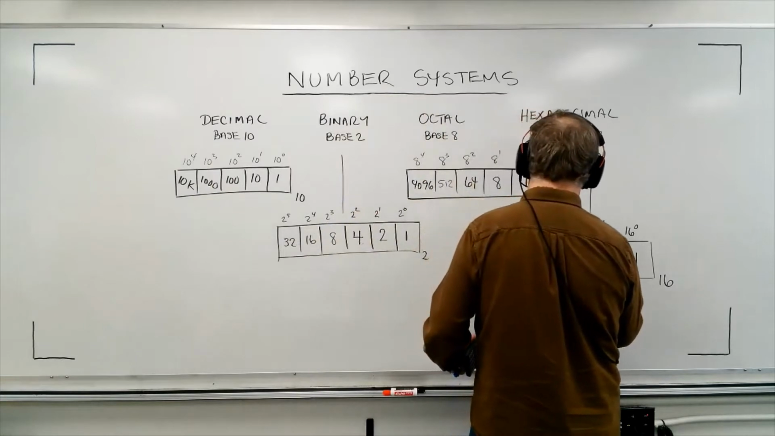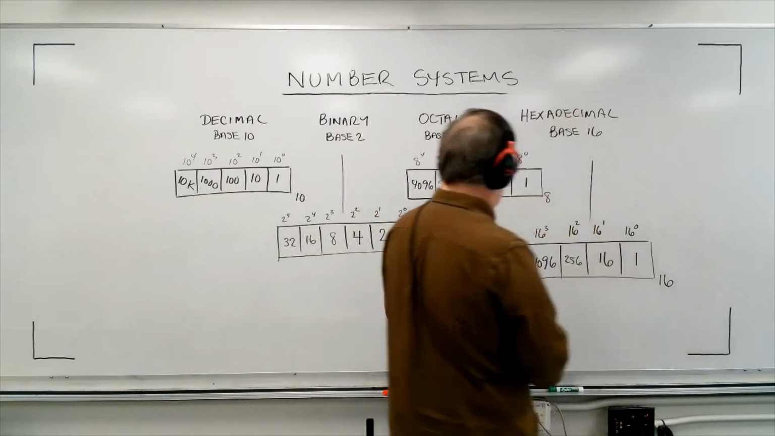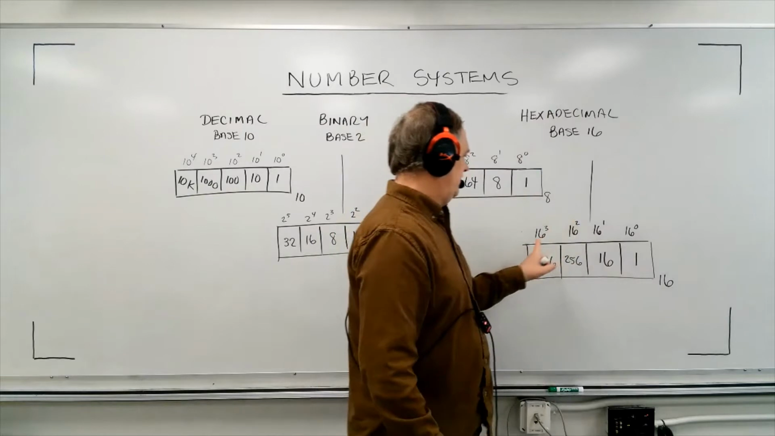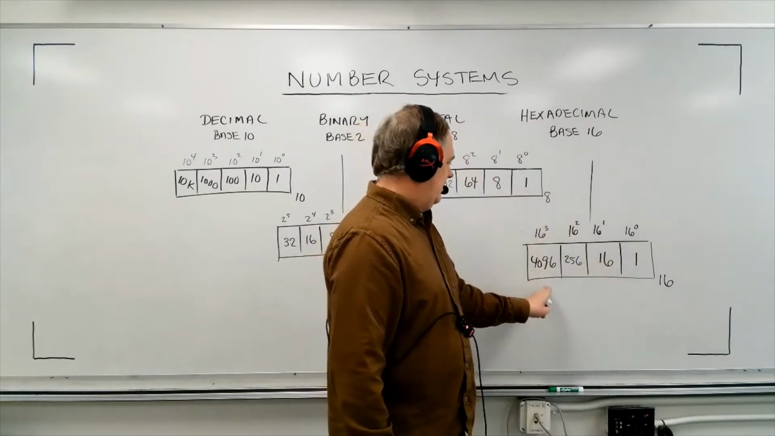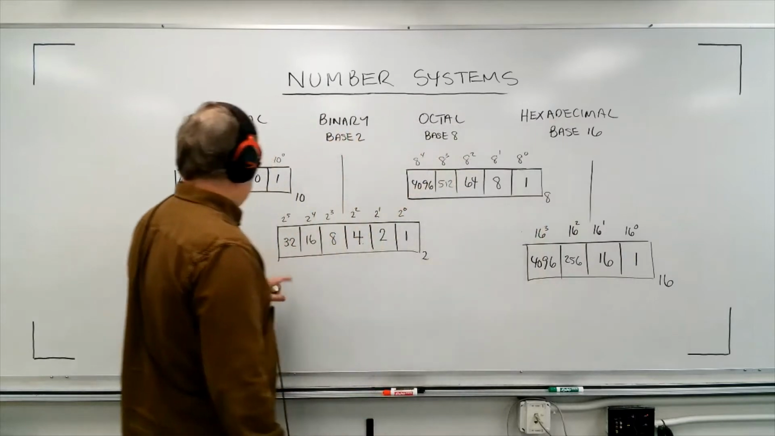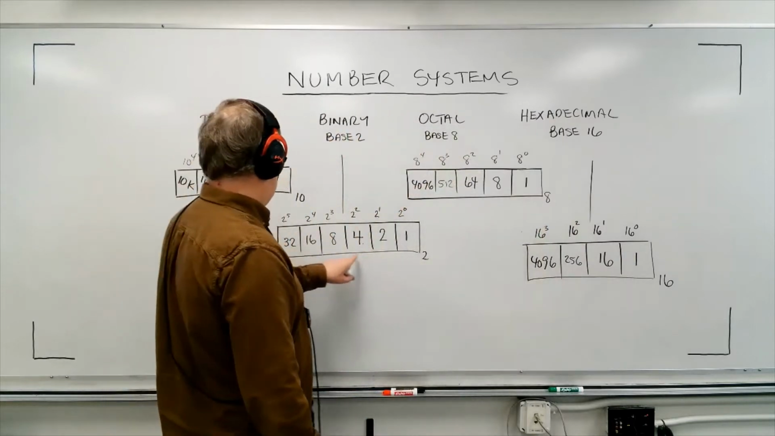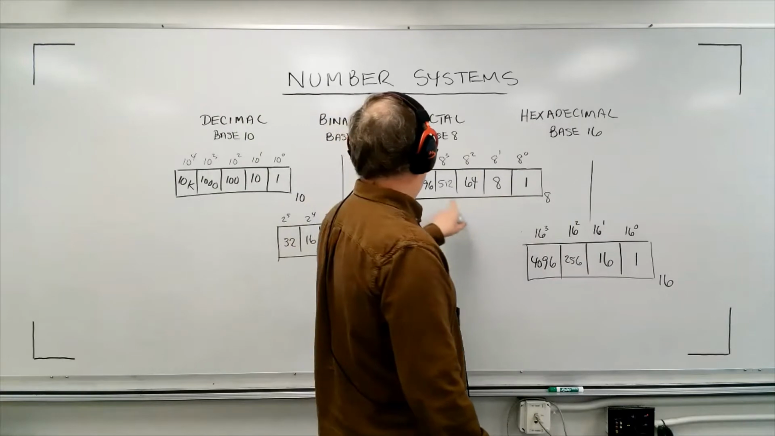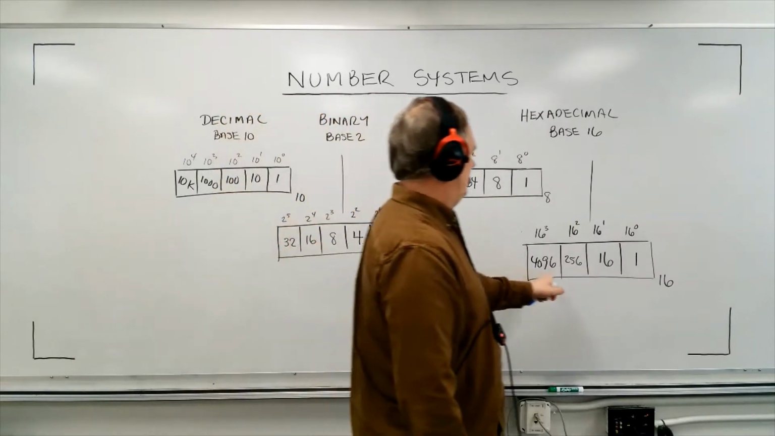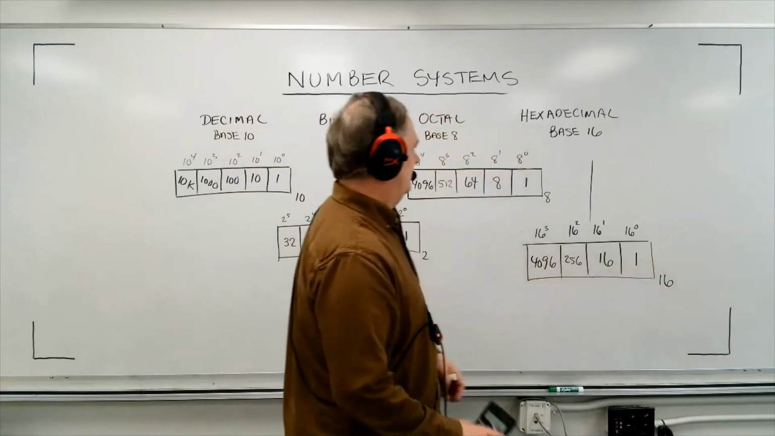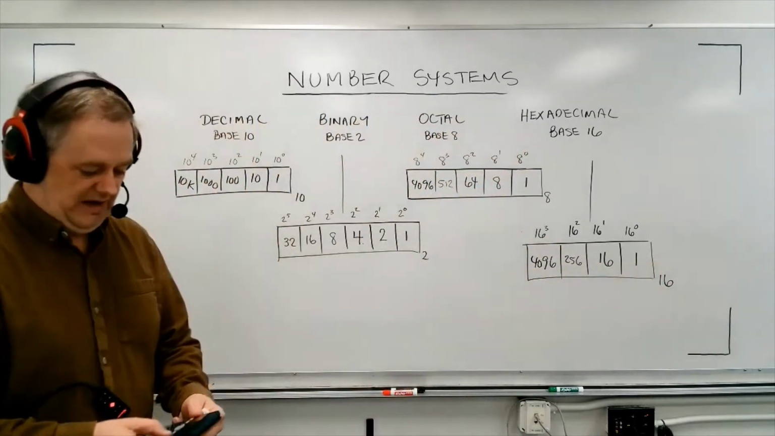Now here's the interesting thing. In a hex number, by the time I get to my 4th space, I'm up to 4096. In octal, 1, 2, 3, 4, it was my 5th space before I got to this. So you can see that the density of the hex number is higher.